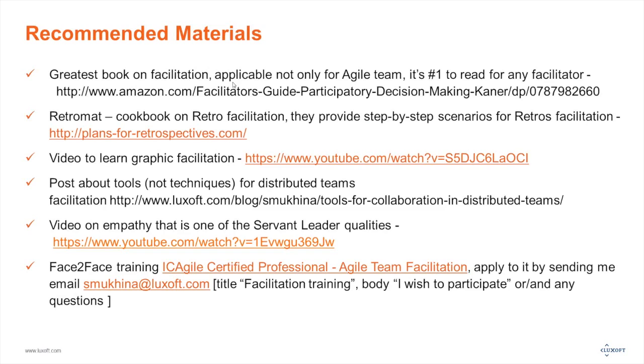The first item of these recommended materials is the Facilitator Guide for Participatory Decision Making by Sam Kaner. It is actually a book not only on agile facilitation, but on facilitation in general. It is the very best book on facilitation, and Sam Kaner is actually a grandfather of facilitation. He is the person who, if not invented, then described in detail the concept of how group facilitation can be done.